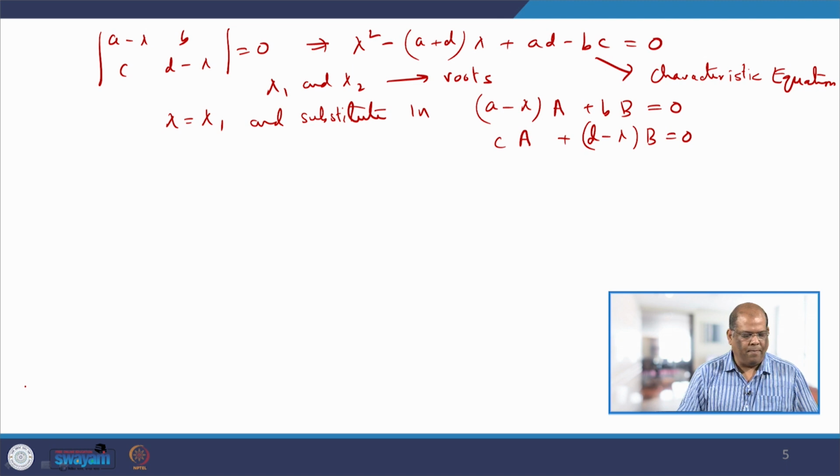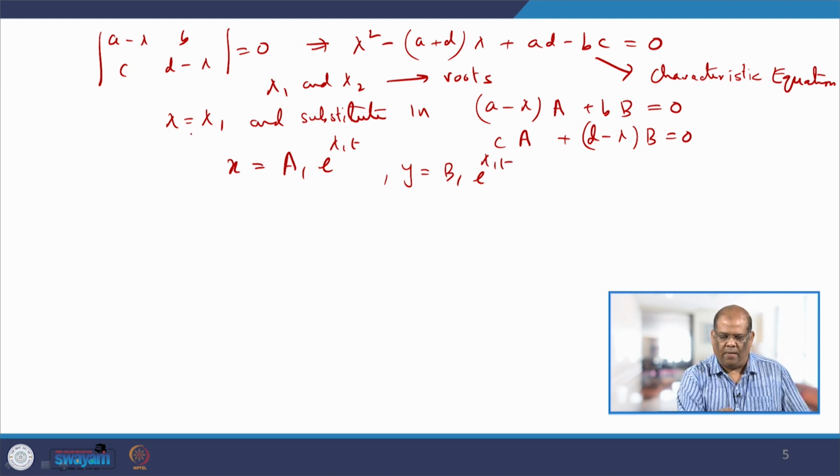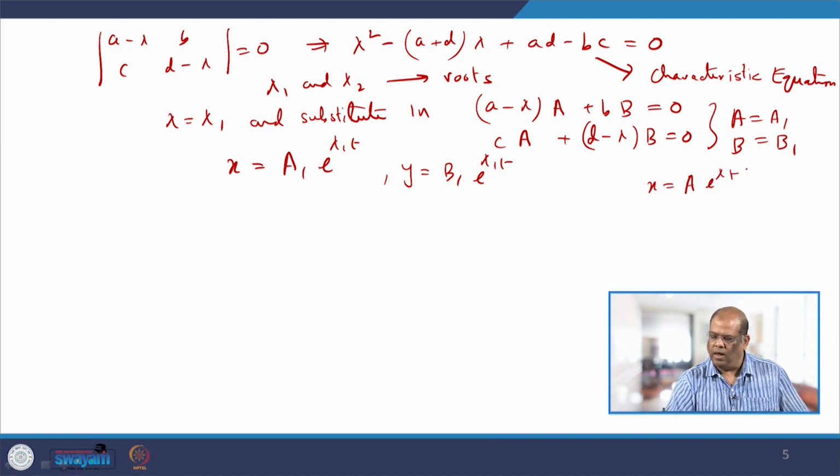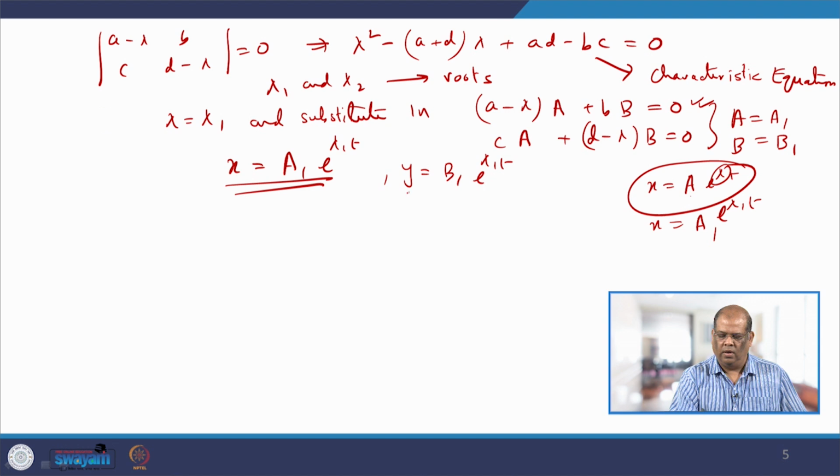So, you substitute lambda equal to lambda 1 and obtain the non-trivial solution, which will be of the form x equal to a1 e to the power lambda 1 t and y equal to some b1 e to the power lambda 1 t. So, basically you substitute lambda equal to lambda 1 here and obtain some solution of A and B, which you name as a1 and b1. And once you get it, you substitute it back into x equal to A e to the power lambda t, that was the form of the solution. So, you substitute in place of A, it is a1, which is obtained from this equation, and the value of lambda is lambda 1. So, that is how you get this particular expression and this particular expression.